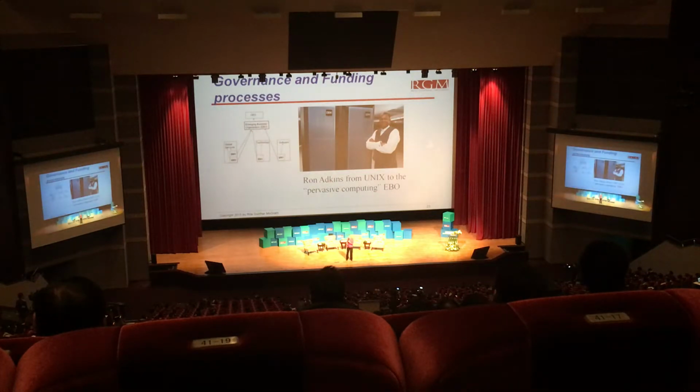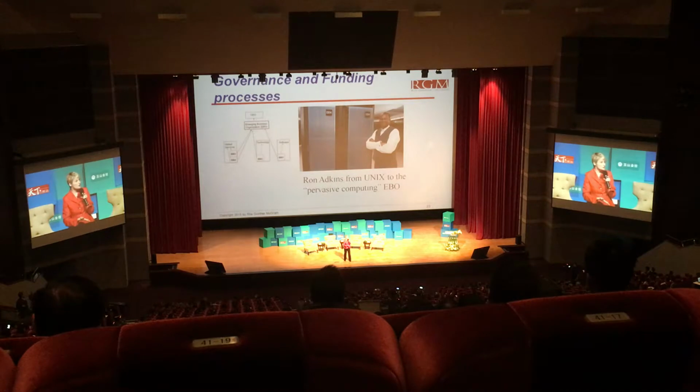So what we came up with was an idea that later came to be called the Emerging Business Opportunity Program. And what they would do is they would very carefully define an arena. So in this case, the case I'm illustrating, it was called pervasive computing. Today we call that the Internet of Things, but back then we called it pervasive computing, the idea that computers are going to be everywhere and interacting with everything. And they wanted to create this emerging business opportunity around this new set of activities.